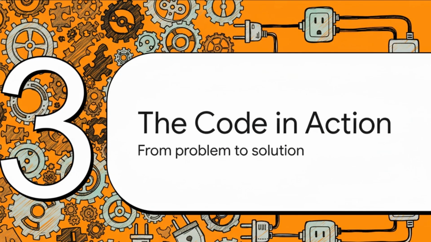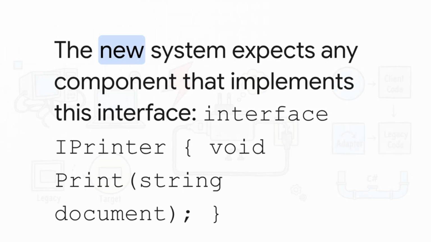Okay, theory's cool and all, but I know what you're thinking. Show me the code. So let's do it. Let's dive in and see how we can actually use this pattern to solve our little printer problem. First things first, let's establish our target. This is what our new modern system is built to understand. It's expecting an IPrinter interface. This means that for anything to plug into our system, it absolutely must have a Print method. That's the contract, that's the rule.